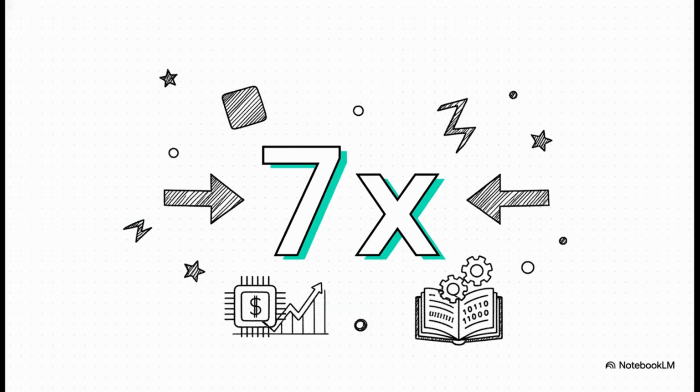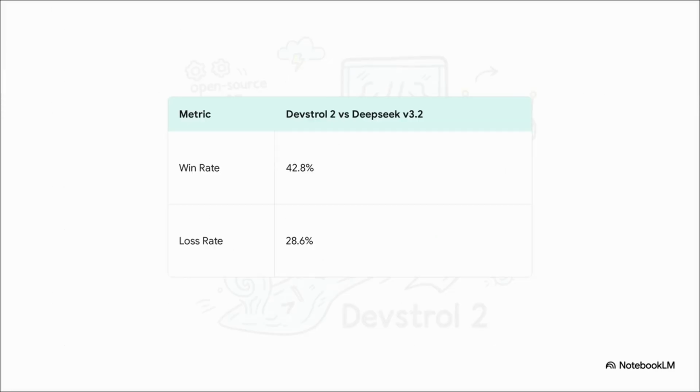And, of course, that small size means it's incredibly efficient. We're talking up to 7 times more cost-efficient on real-world tasks than something like Claude Sonnet. I mean, that power-to-cost ratio is just off the charts. This right here really drives it home. When you put them head-to-head in direct matchups, Devstral 2 wins almost 43% of the time. It consistently outmaneuvers its bigger competitor.